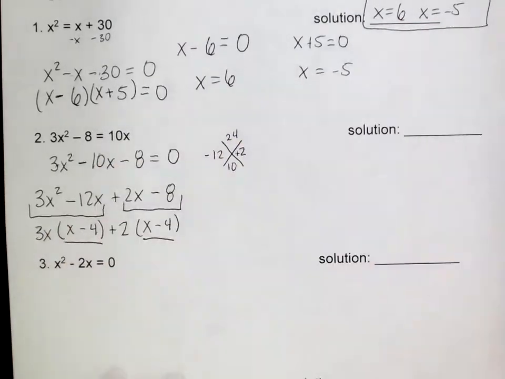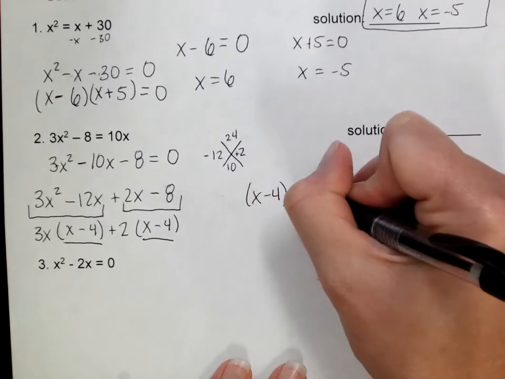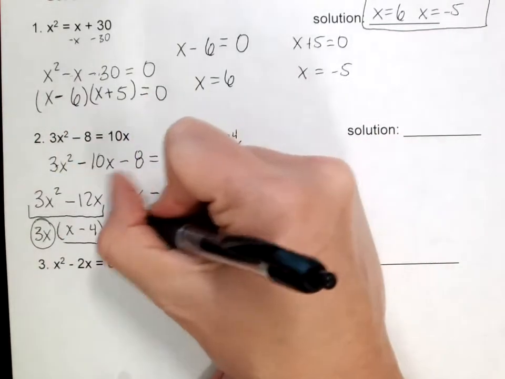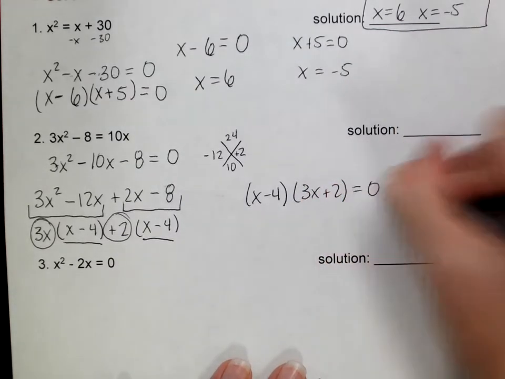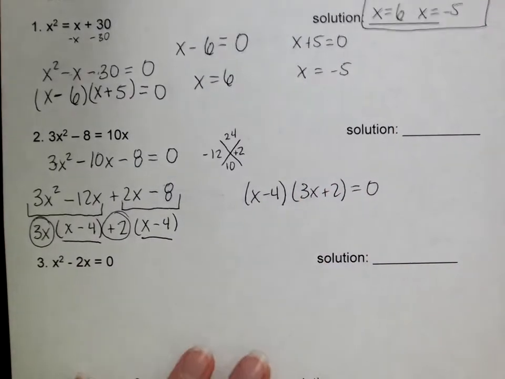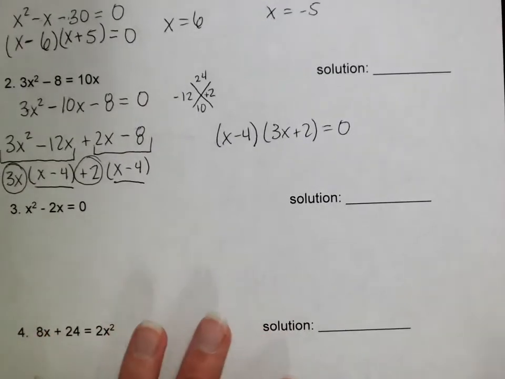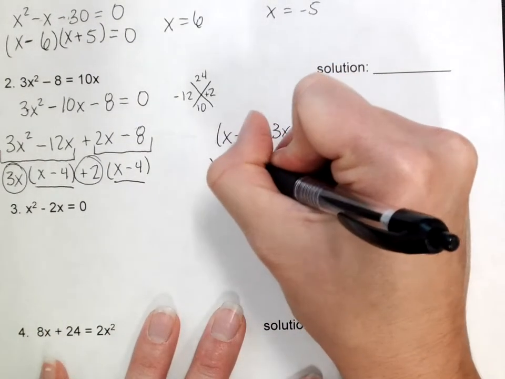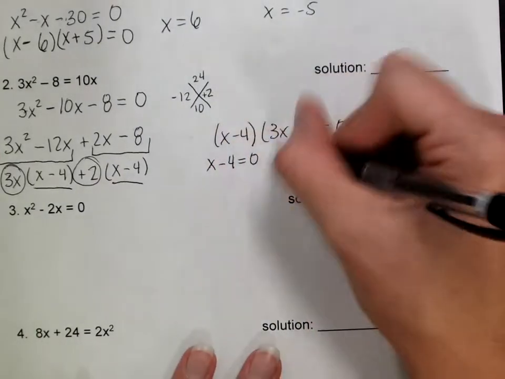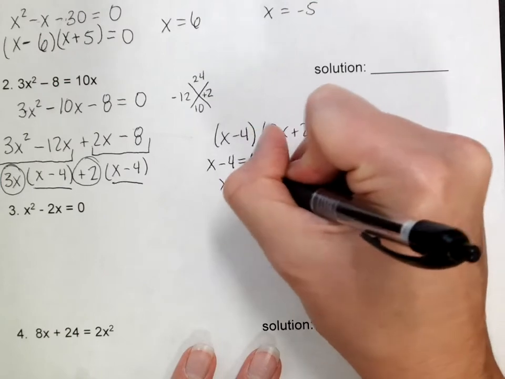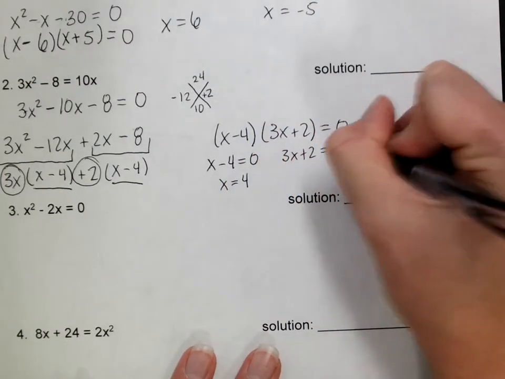So these two terms go together to make one of my factors, x minus 4. The other two create my other factor, 3x plus 2. So I'm still looking for where this equals 0. Remember, to finish that, you set each factor equal to 0. So if I set x minus 4 equal to 0, pretty easy. I add 4 to the other side. I get x equals 4. Okay? 3x plus 2 equal to 0.